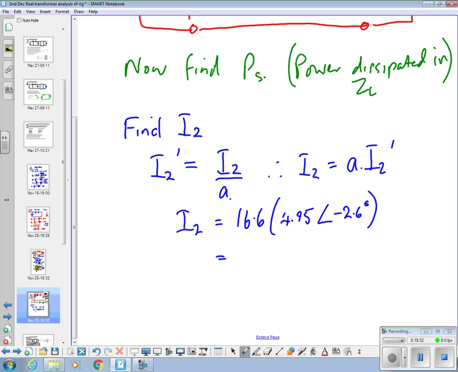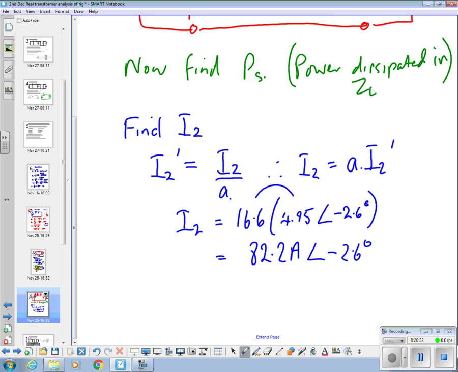So Tom, I'm going to ask you, how do we do this arithmetic? 16.6 times 4.95. Correct. Yeah. So we multiply these two numbers together, and that hasn't got an angle, but we add the angle, so the angle will remain angle minus 2.6 degrees. Those two numbers multiplied together equal, and that's amps. Alright? Cool. So, our real secondary current, 82.2 amps. Okay? Yeah?